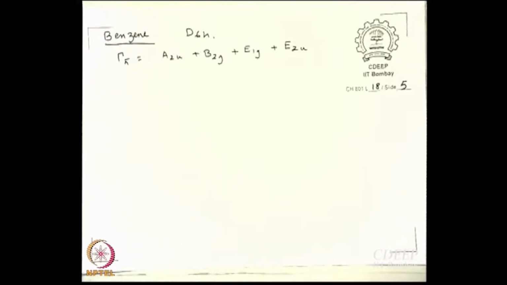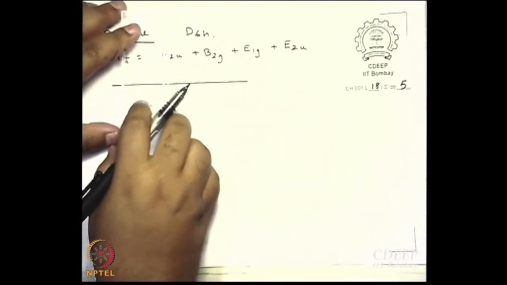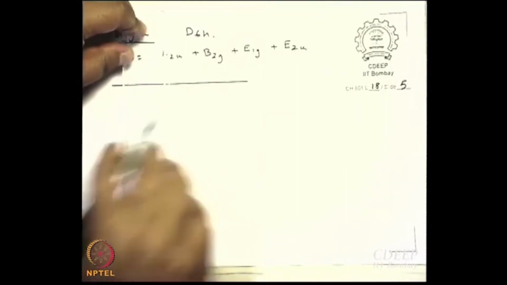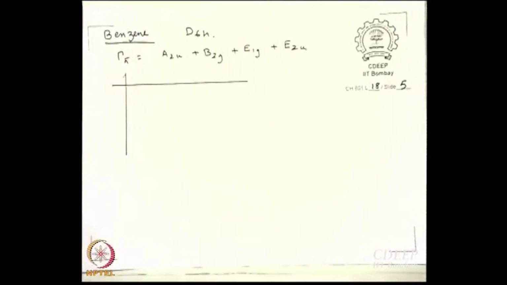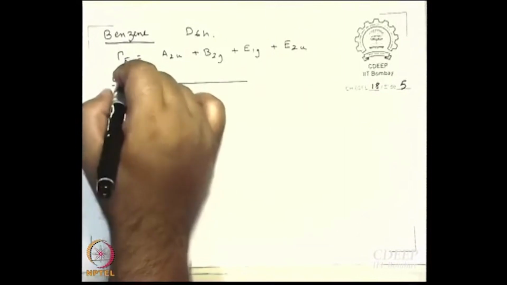Now what I want to do of course is that I do not want to work with D6h, it is too big. What is the subgroup that I want to use? C6. So that will be a smaller character table, I can write it. C6. What do we have in C6?